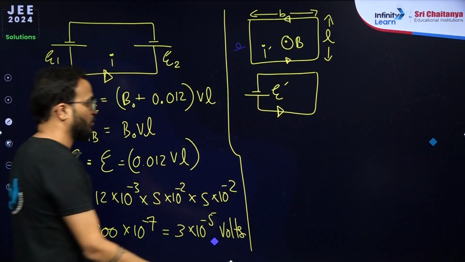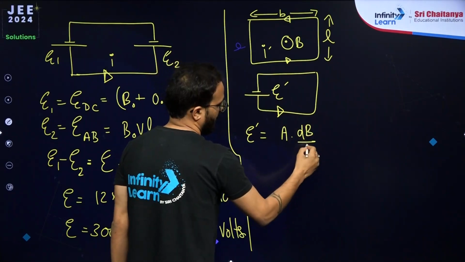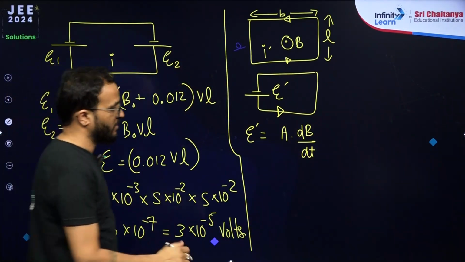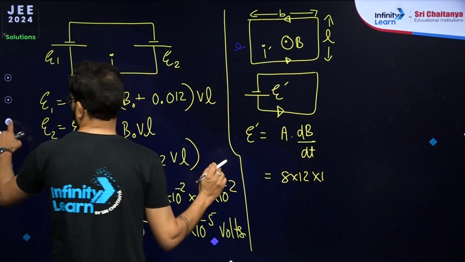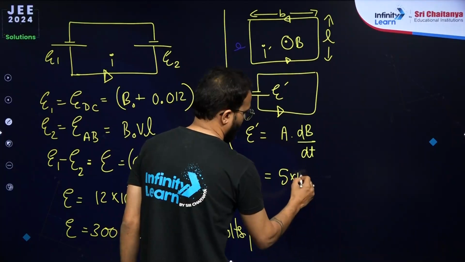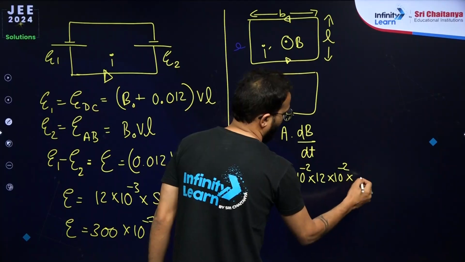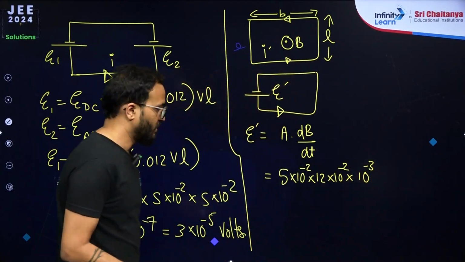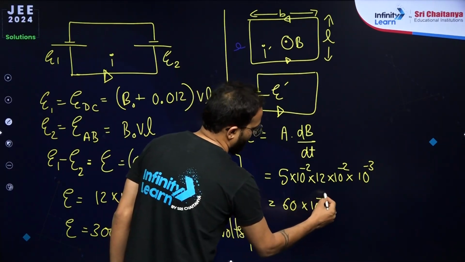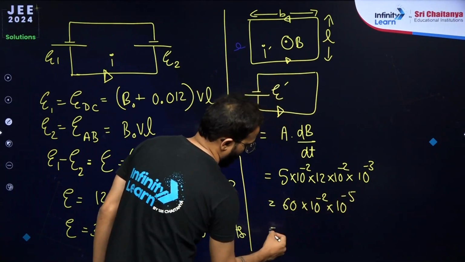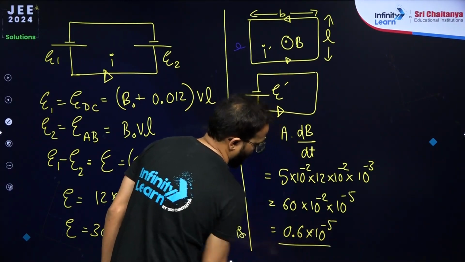Right, because of this. So E dash will be what? A dB by dt, right? A dB by dt this time. So A is LB, so it will be 5 into 10 to the power minus 2 into 12 into 10 to the power minus 2 into dB by dt, which is 10 to the power minus 3 Tesla per second, right? So 5 12s are 60 into 10 to the power minus 2 into 10 to the power minus 5. So it will be 0.6 into 10 to the power minus 5, right?